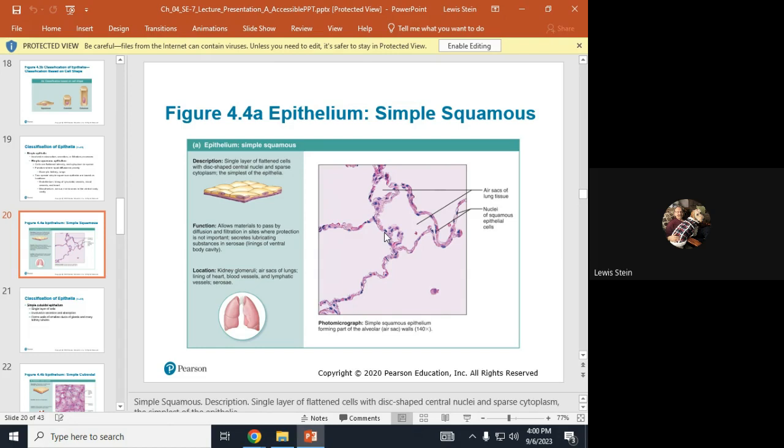You can have it under your skin. Someone has gas gangrene, flesh-eating bacteria, they have subcutaneous emphysema.